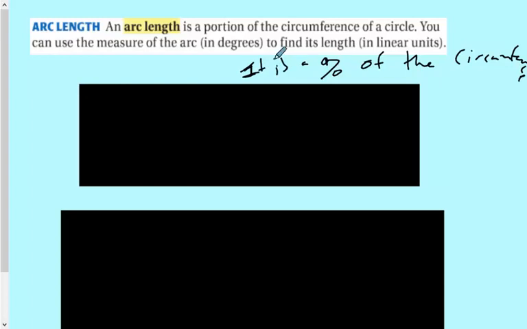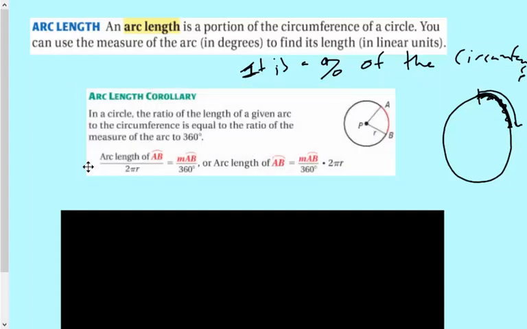The reason why is because of this formula. Here's what arc length is. This would be arc length, like how far it is from here to there. It's going to have units attached to it: feet, inches, or miles. Arc measure is how many degrees it is. They are two similar but completely different topics.